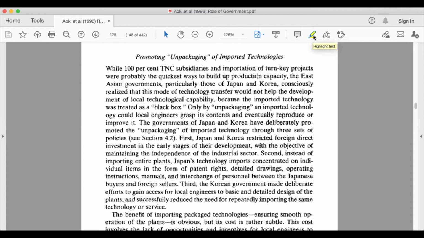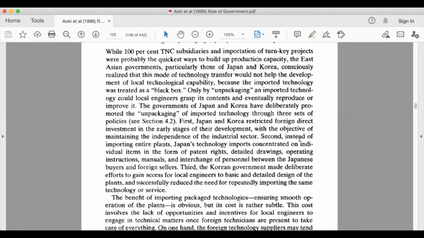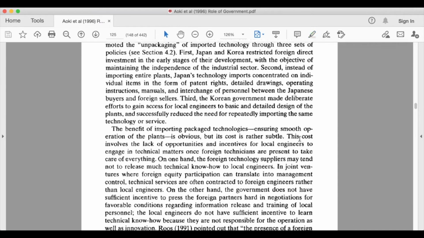Second, instead of importing entire plants, Japan's technology imports concentrated on individual items in the form of patent rights, detailed drawings of patents. You already remember that. Third, the Korean government made deliberate efforts to gain access for local engineers to basic and detailed design of the plants and successfully reduce the need for repeatedly importing the same technology or service.